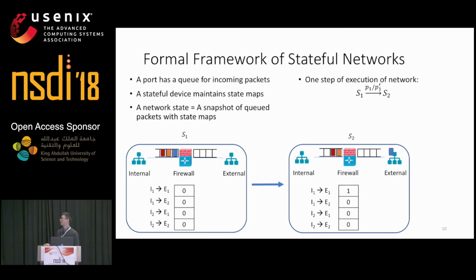So P1 here denotes the blue packets, and P1' denotes the packets after this processing. We can continue doing this by adding more transitions to the network, which forms a state transition system, and we call a particular sequence of such transitions a run. So this is how we can model stateful networks.